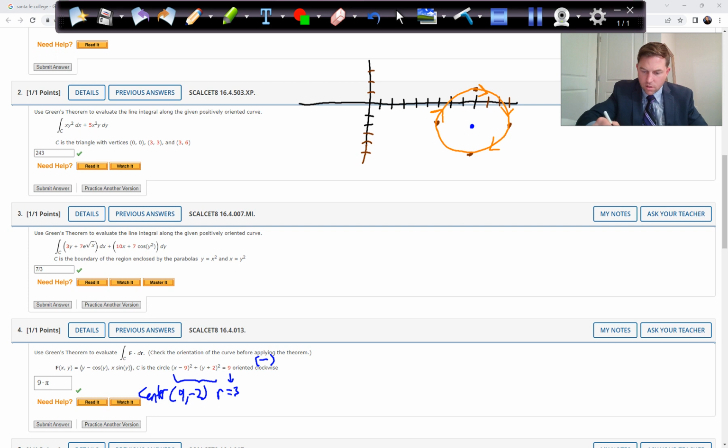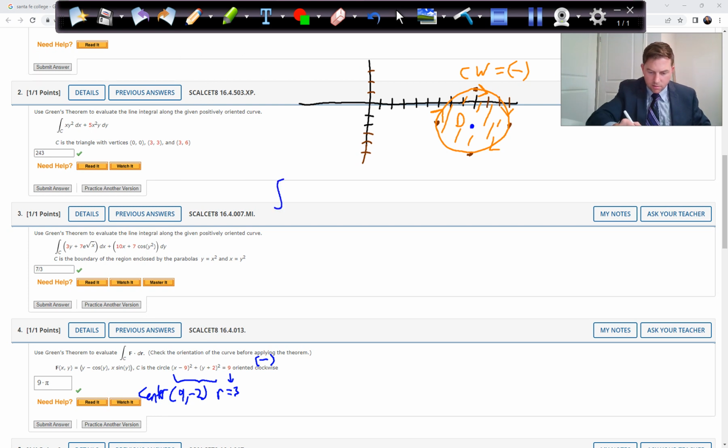And so this is region D, and so clockwise means we're going to pick up a minus sign. Okay, so with that picture, that should help us later on. Let's run this through Green's theorem.